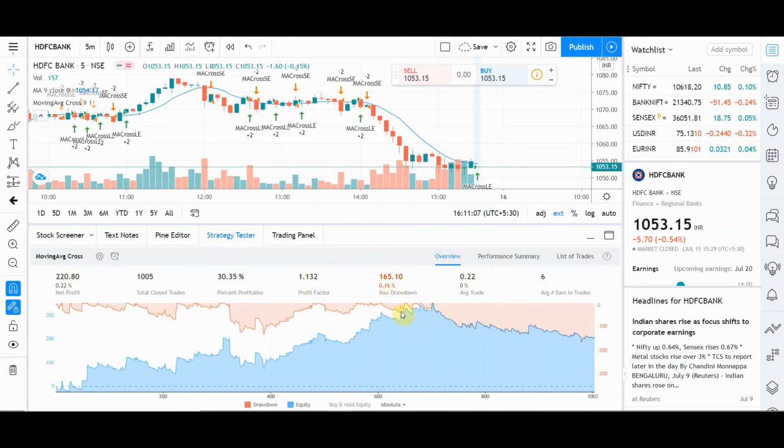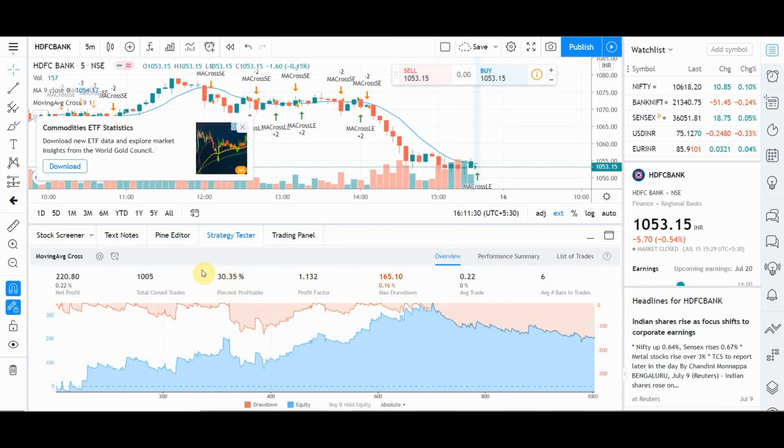And here we can see the percentage drawdown, and the percentage profitable of the strategy is 30.35%. It means that the strategy is providing only 30.35% accuracy. According to our needs, we can build our own strategies and test their accuracy in trading also.